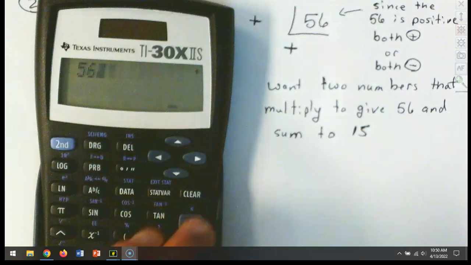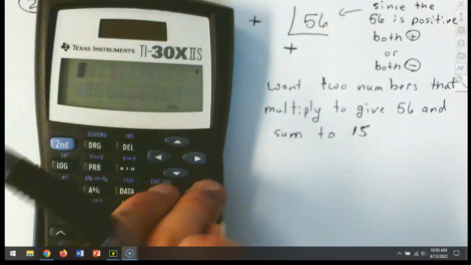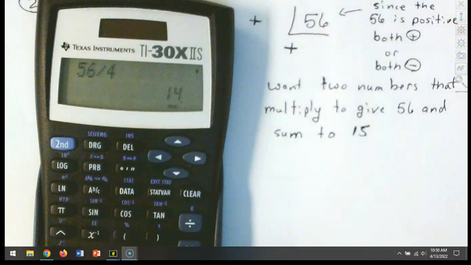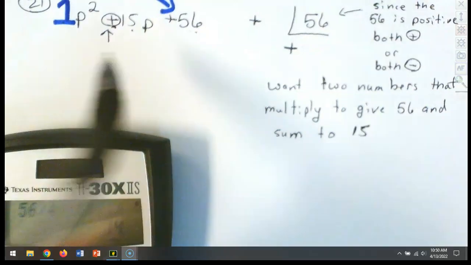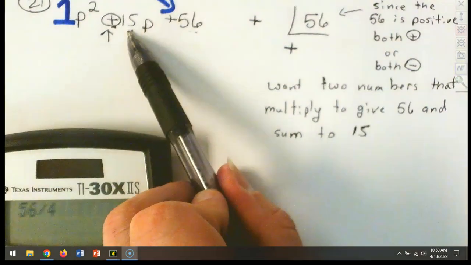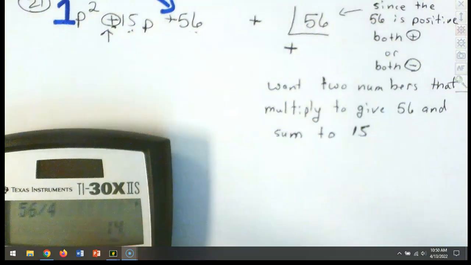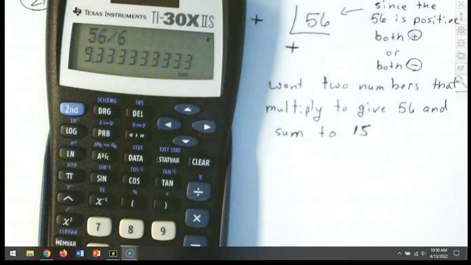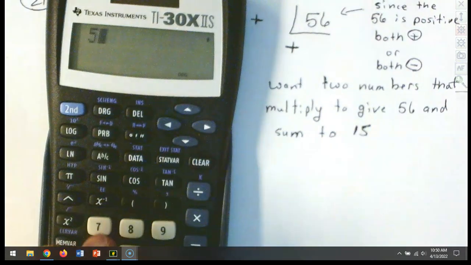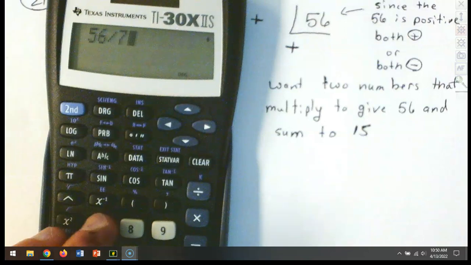How about we try a 3? 3 doesn't go in there. How about we try a 4? 4 and 14. Okay, 4 and 14 gives you what? 16, but we need what? 15. So we're close. Let's try a 6 now. 6 doesn't work. How about a 7?